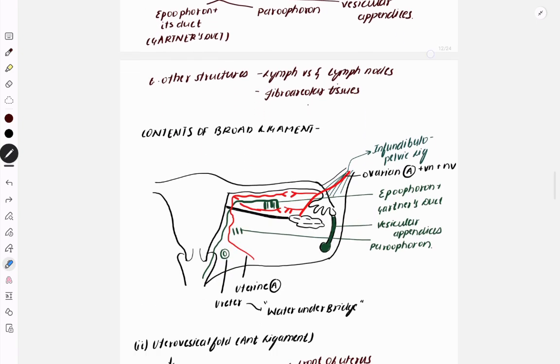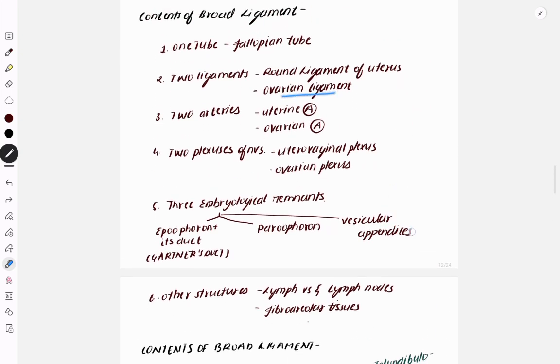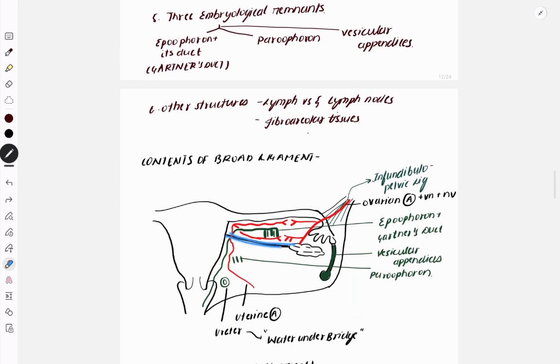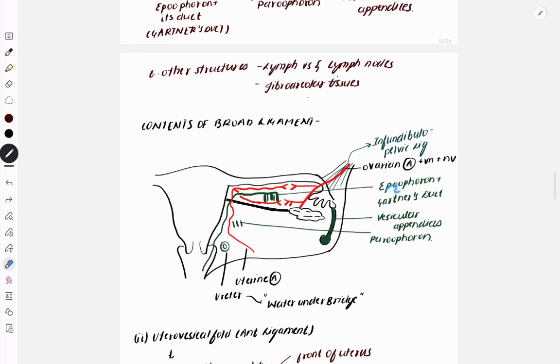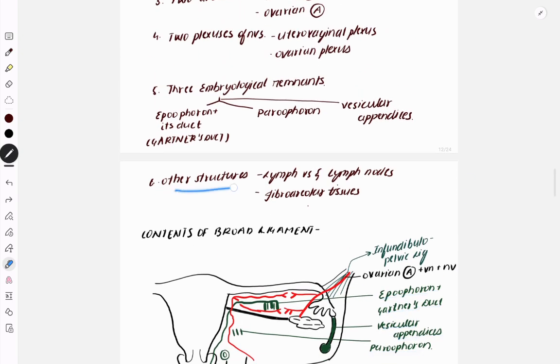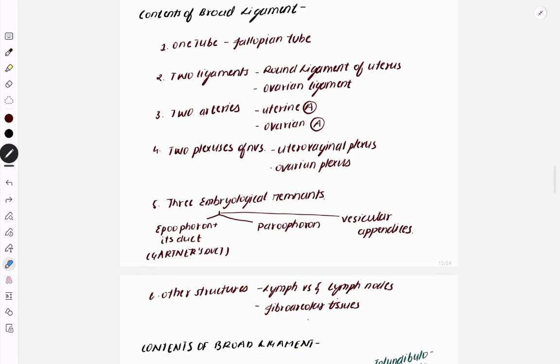It also has 2 ligaments. The first one is the round ligament of uterus, which is not seen in this diagram, and the other is the ovarian ligament. It also has 3 embryological remnants. The 3 embryological remnants are epiphoron along with its duct, which is also called as Gartner's duct, vesicular appendix and paroophoron, and we also have other structures like lymph vessels, lymph nodes as well as fibromuscular tissue. So these are all the contents of the broad ligament.